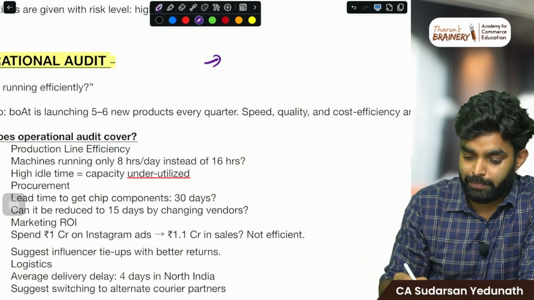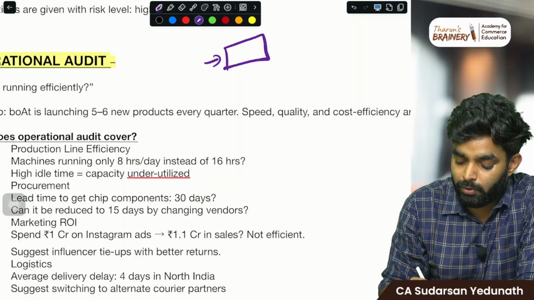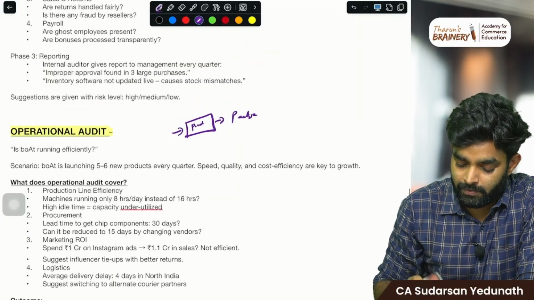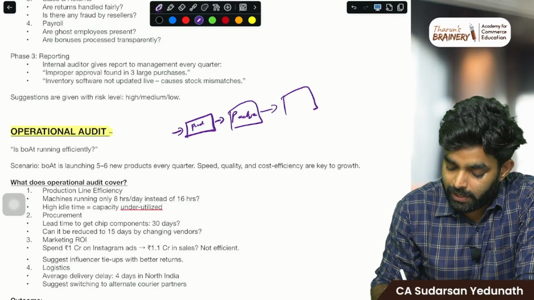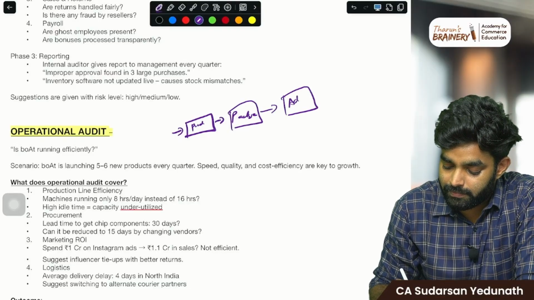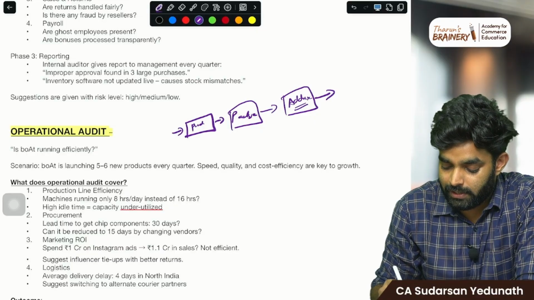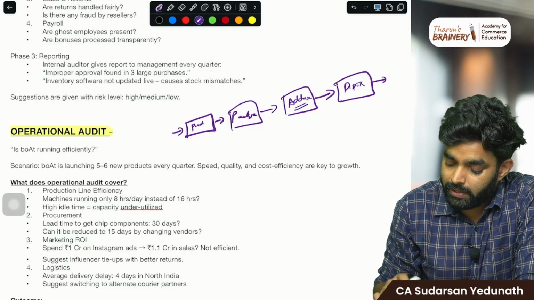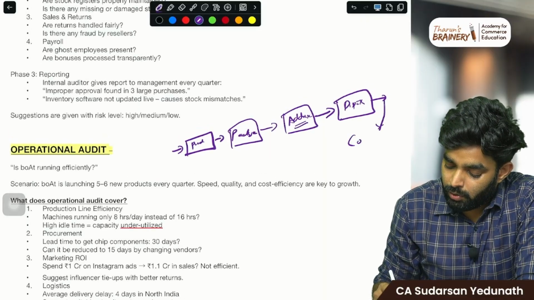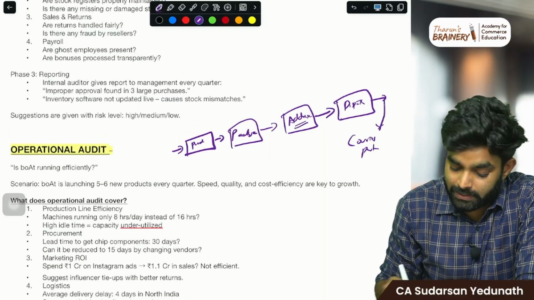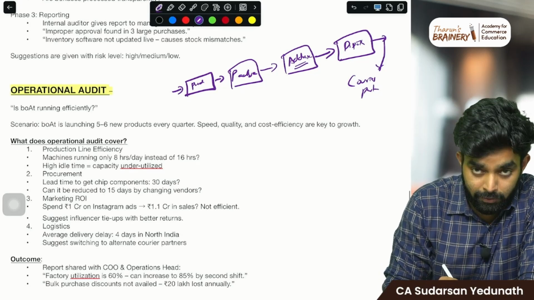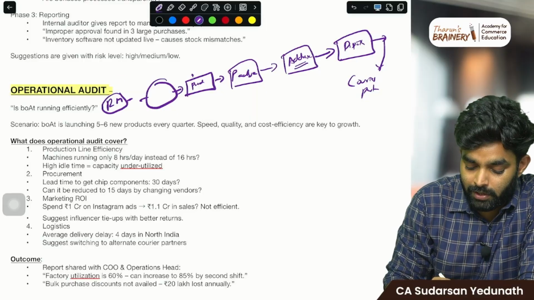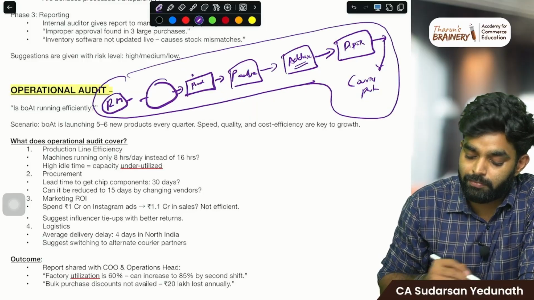Just think how a purchase happens. When the Boat product is made, from here they have to pack it, address it with the name and all these details, and then dispatch it. From here it goes to a courier partner like DTDC. This is after production. Before this there are raw material and labor, and then production is happening. I talked about production. So these are all operations of Boat.